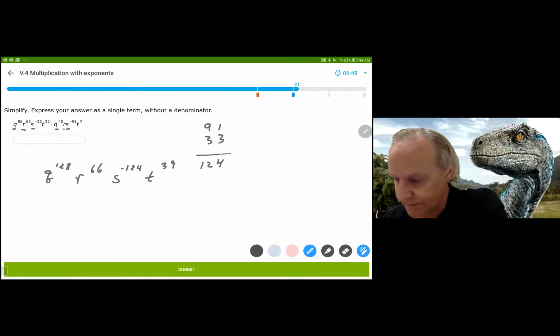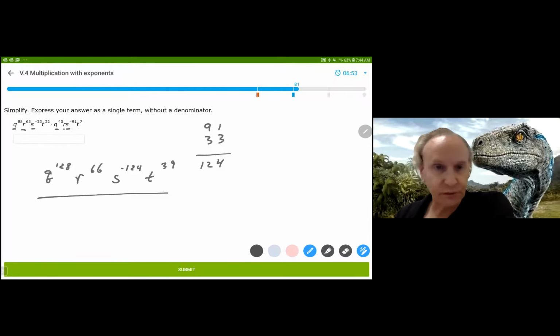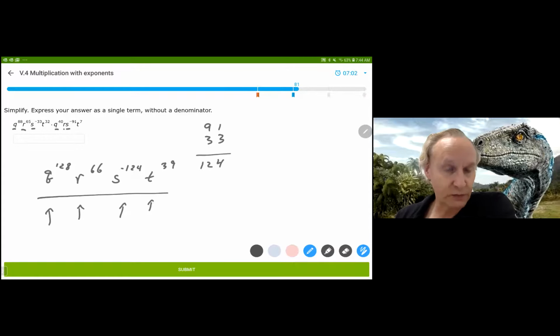Man, lots of ugly stuff going on there. A lot of things to memorize. Anyway, that s is really in the denominator, but we're not supposed to write it without the denominator. Notice that these are in alphabetical order: Q, R, S, and T. Generally, we like to write expressions in alphabetical order whenever possible. So anyway, there it is.